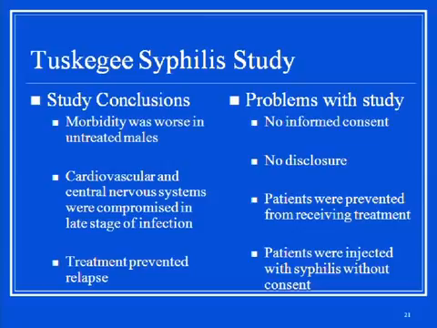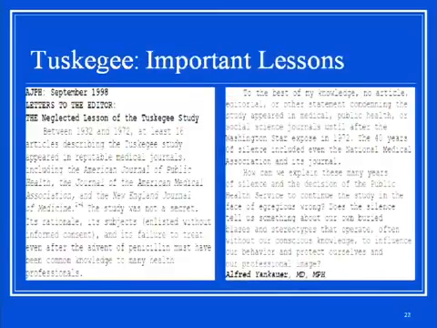Yeah, Clinton did. Yeah. So the problems with the study obviously were that there was no informed consent, no full disclosure, that patients were prevented from receiving treatment. I told you how they were going around to other facilities and telling them not to treat them. That patients in some cases were injected with syphilis without consent as well. So there was a lot of cover-up and activities that were going on that were problematic.